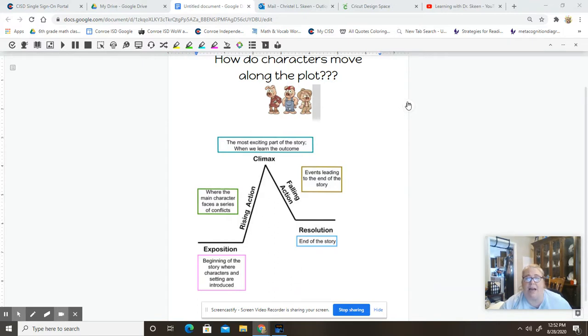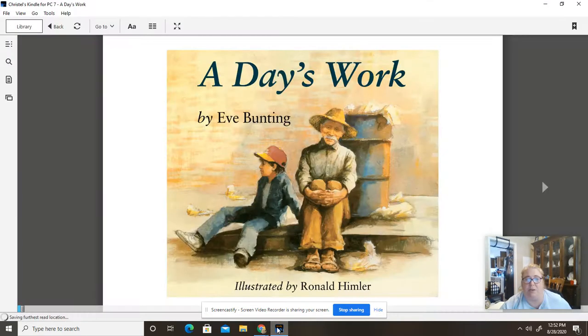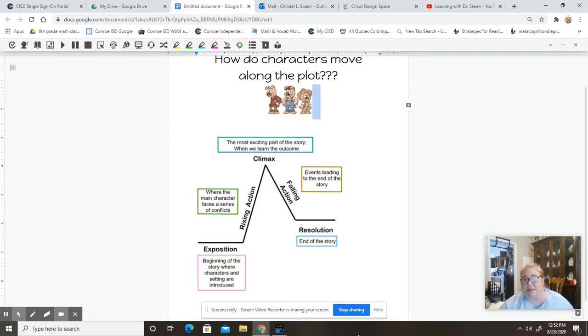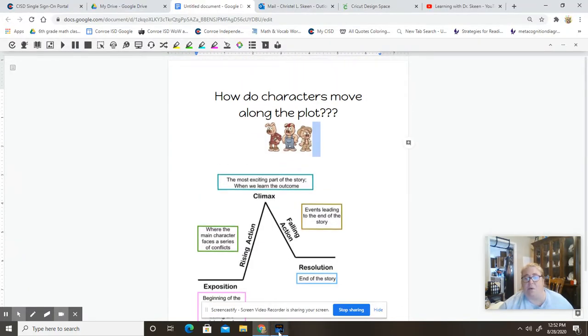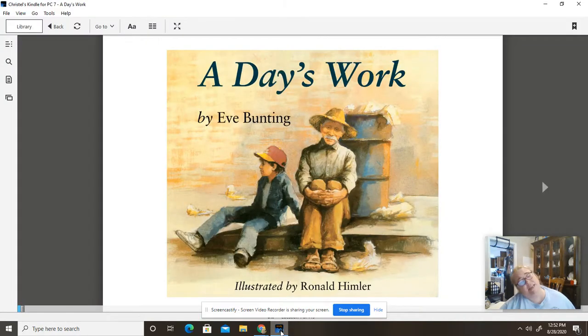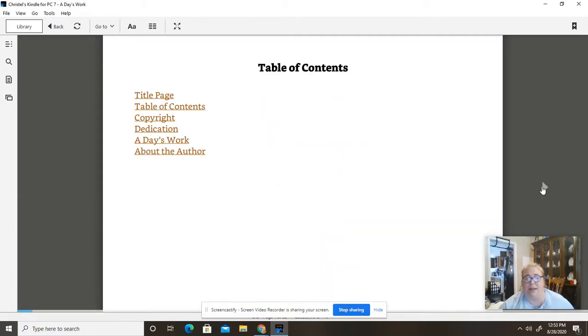So what we're going to do today is I am going to read you one of my favorite books called A Day's Work by Eve Bunting. And as I read it to you, I'm going to talk about how the main characters of this book are moving along the plot. So we might go from the book back to the chart, the anchor chart, and then we, of course, will go back to the book. I'm going to give you my thoughts on this, and then I'm going to ask you to do some thinking too. I wish there was a way we could share, but maybe in your chat you can share today. But I really want to talk to you about how these two characters are moving along the plot in A Day's Work. So let's go ahead and start reading it.